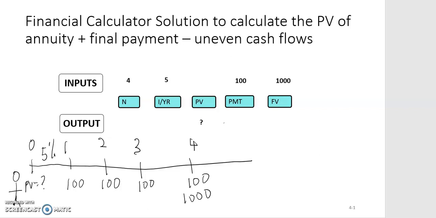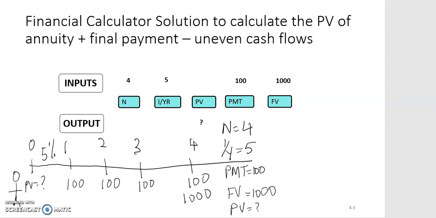So here I know that N is equal to 4, I/Y is equal to 5. I have a PMT of $100, an FV of $1,000. I'm required to calculate the PV.